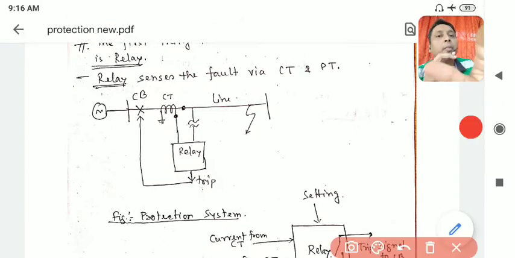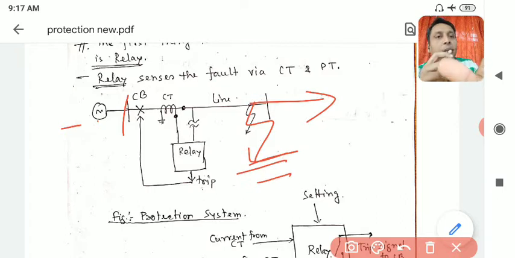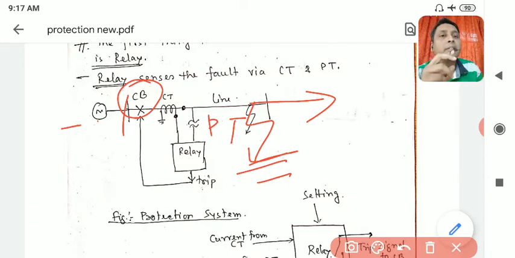Suppose I take a simple network: a generator, a bus bar, and a line. Line current is flowing, and there is a fault here. At the very beginning of the line there is a circuit breaker. I have given some gap between the circuit breaker, CT, and PT, but there is no gap. They are virtually at the same place, at the substation itself. To indicate them, I have shown some length, but the length is negligible. So there is a CT, there is a PT.